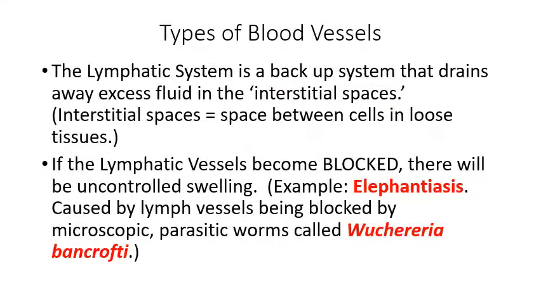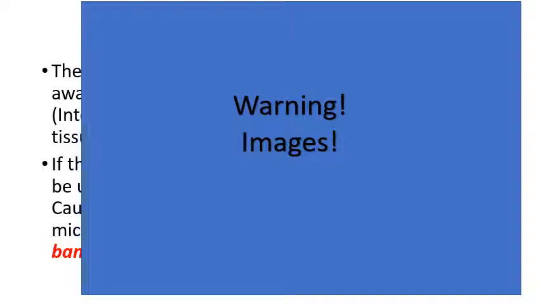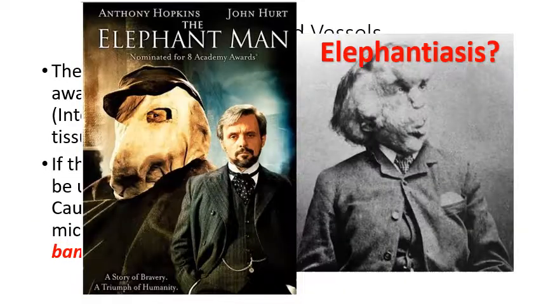Okay, so lymphatic vessels become blocked with a disease called elephantiasis. Elephantiasis is caused by a microscopic parasitic worm called Wuchereria bancrofti. If I ask you about Wuchereria bancrofti, it will be a multiple choice question, but I probably won't. Okay, so elephantiasis is caused by Wuchereria bancrofti. You might have seen the movie The Elephant Man, which was about a man called John Merrick who they believed had elephantiasis in the 19th century.